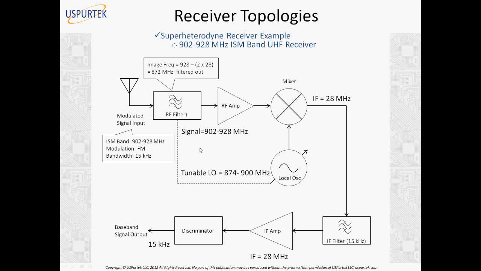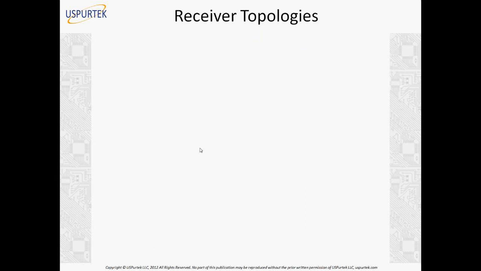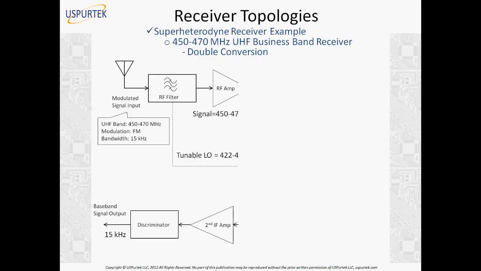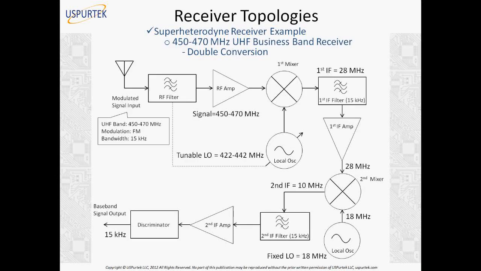Well, this is going to a next step. We also have double conversion superheterodyne receivers. Now this is an example from a 450 to 470 megahertz UHF business band receiver. It's a double conversion. Why is it double conversion? Because instead of one IF, we have two IF stages. You know, the first IF is at 28 megahertz here, and the second IF is at 10 megahertz here.